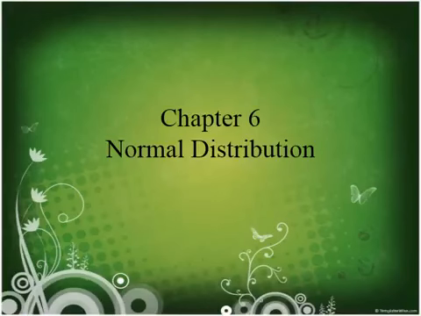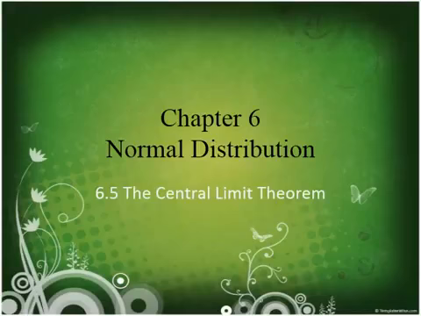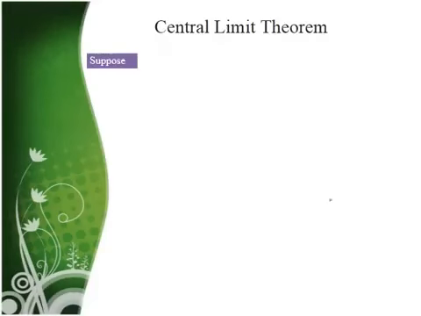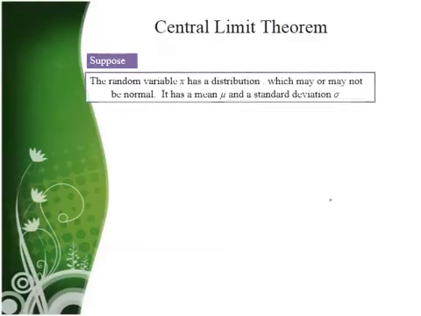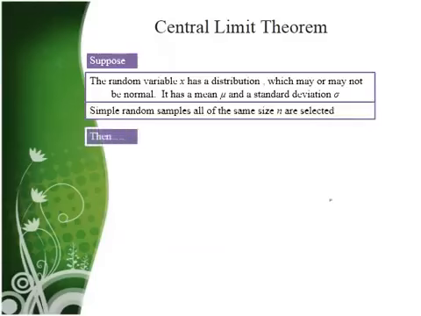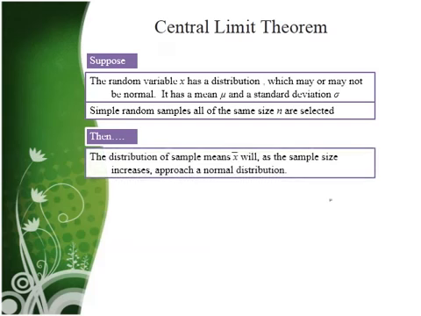In section 6.5, we're going to look at what we call the central limit theorem. The central limit theorem says that suppose the random variable x has a distribution which may or may not be normal, and suppose it has a mean mu and a standard deviation sigma. Simple random samples of all the same size n are selected. Then the distribution of sample means of those samples will, as that sample size increases, approach a normal distribution.